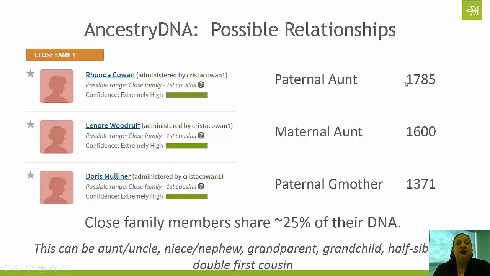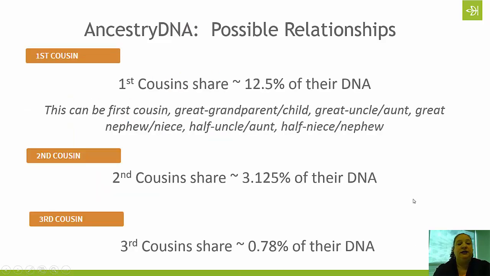And so you can see here with my dad's sister, I share 1,785 centimorgans of DNA, whereas I only share 1,371 with my grandmother. So you have to start thinking about what some of those possible relationships are. If you have somebody in this category and you don't know who they are, consider that they might be one of these possible relationships.